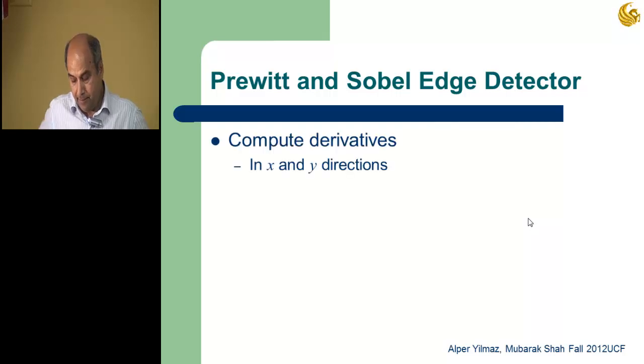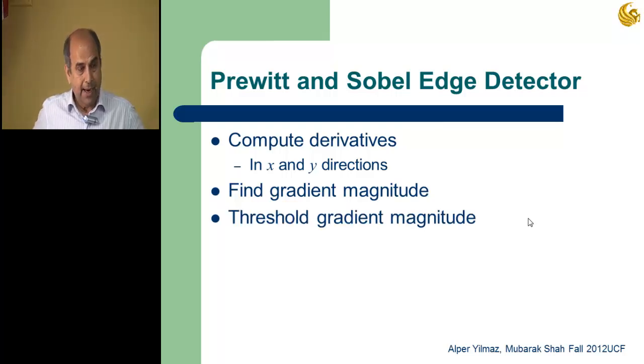So let's look at the Prewitt and Sobel edge detectors, and these essentially just compute the derivative in the x and y direction with some smoothing, and find the magnitude, and then apply a threshold to the magnitude.